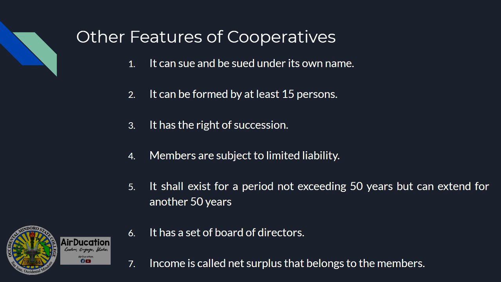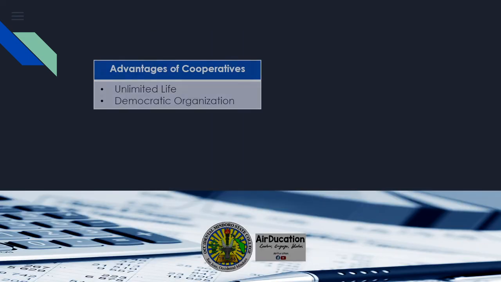And income is called net surplus that belongs to the members. So whoever the members are of the so-called cooperative, all incomes are shared between the members. It depends upon the tenure or the capital contribution in the business.